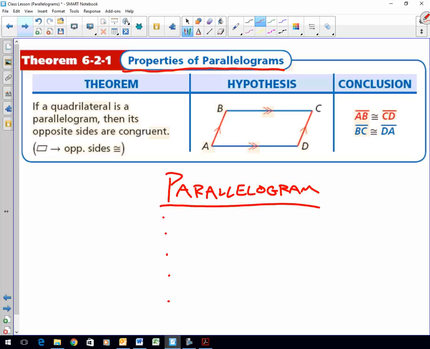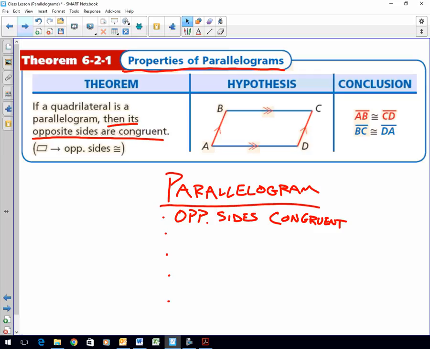Good. Property 1. The opposite sides of a parallelogram are congruent. So the opposite sides are congruent. You good with that? Opposite sides are congruent.